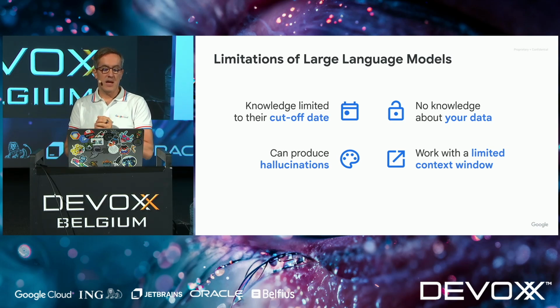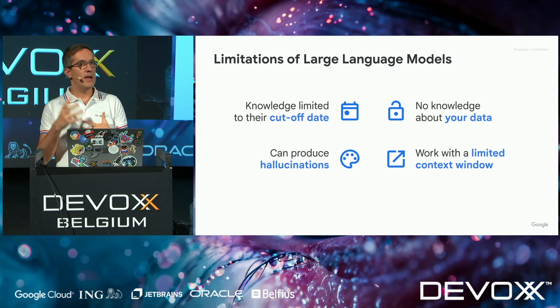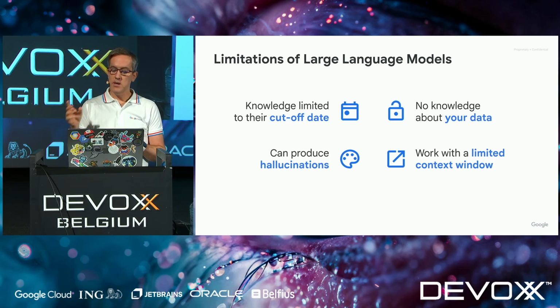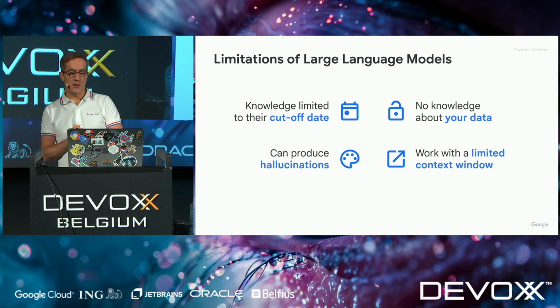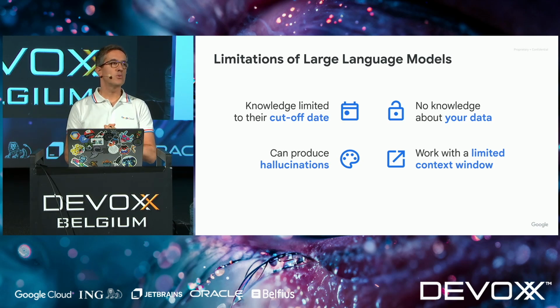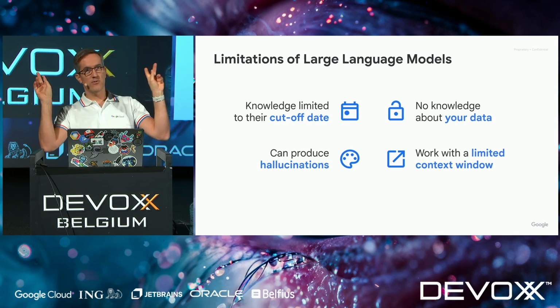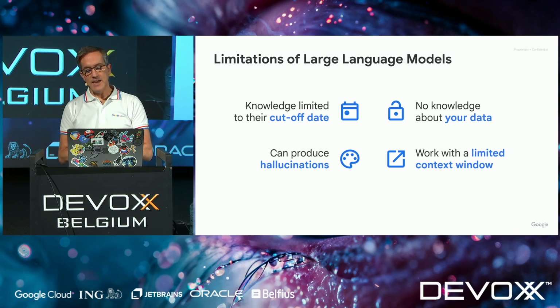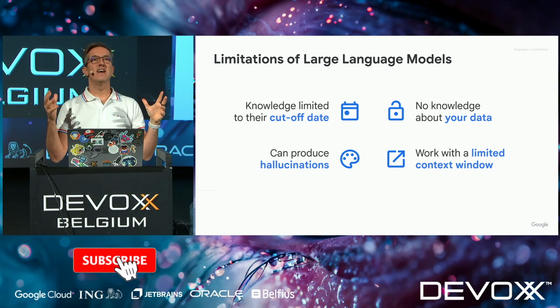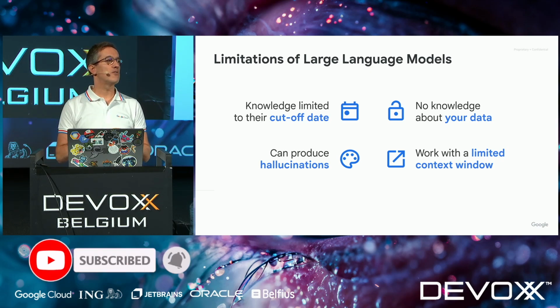LLMs can produce hallucinations, so we'll see that RAG helps ground responses. Some models, or most models, have a limited context window. There's the Gemini model from Google. I work for Google, I forgot to mention that.